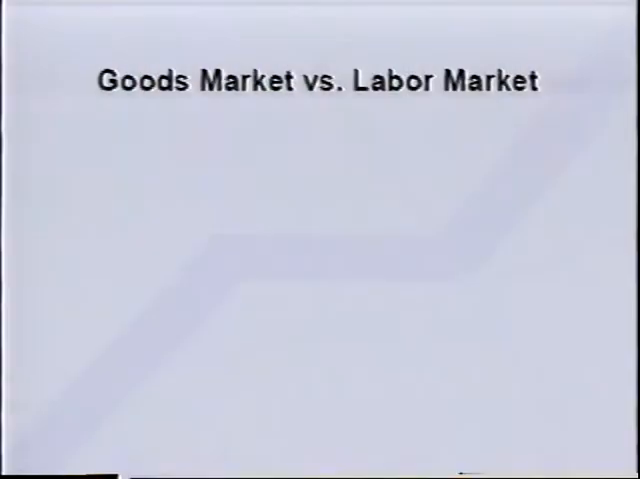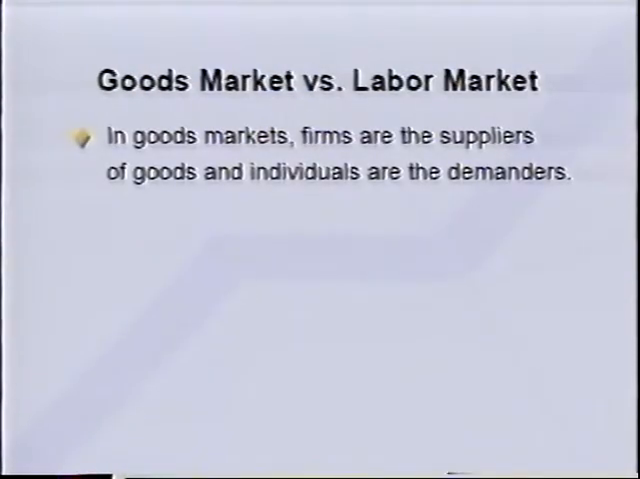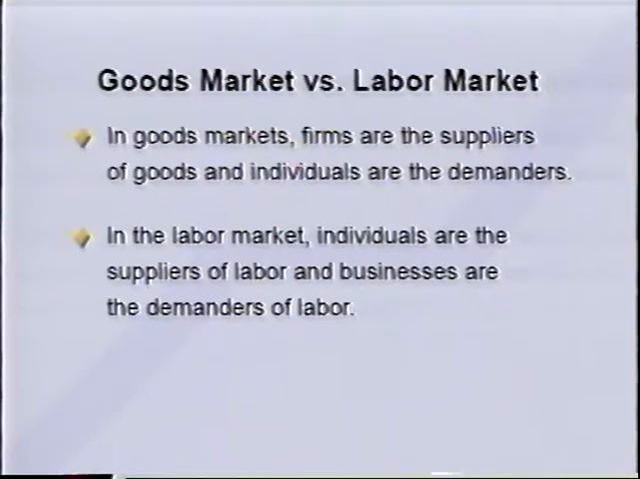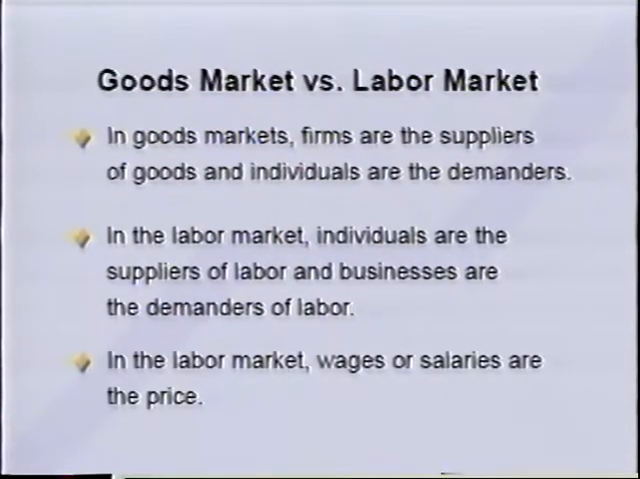Supply and demand is the key to understanding labor markets, just as it is with markets for goods. But there's one major difference as you work your way through the intuition. In goods markets, firms are the suppliers of goods, and households and individuals are the demand for goods. But in the labor market, individuals are the suppliers of labor, and businesses are the demanders of labor. In the labor market, instead of talking about the price of each different good, we talk about the wage or the salary that the worker receives, but that serves the same economic function as the price in the goods market.